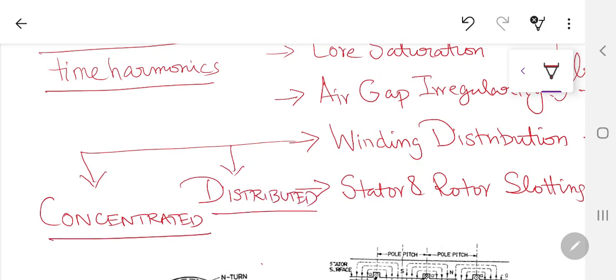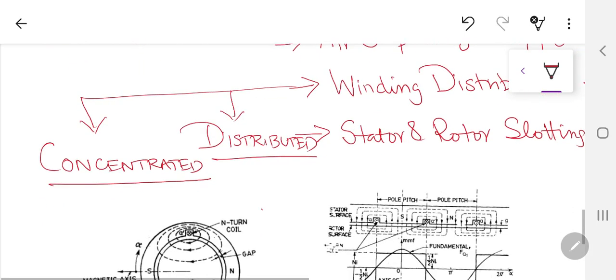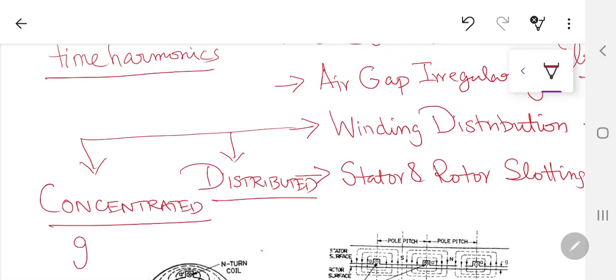Now, when I'm talking about the concentrated and distributed winding, I hope everyone has an idea that I'm talking about G equal to 1 for concentrated winding, and for distributed winding, I'm talking about G greater than 1. I've talked about this in much detail, that G can be any value from 3 to 5 for a medium-sized machine. Now, what is this winding distribution and how is it going to create those space harmonics?